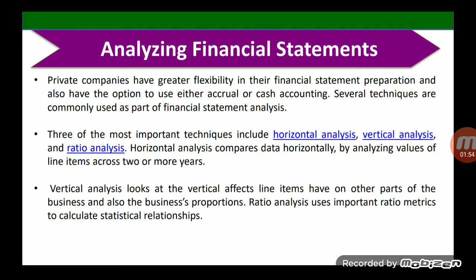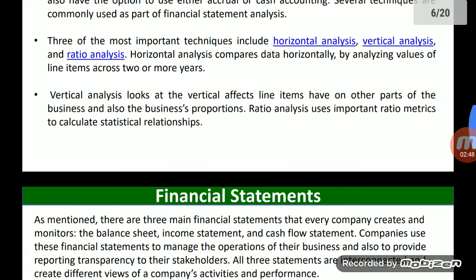Horizontal analysis compares data horizontally. Historical data, past data, is analyzed in the horizontal analysis. In the case of vertical analysis, line items are analyzed against other parts of the business, and the relationship between different ratios and different financial parameters is analyzed. And ratio analysis uses some important ratios and metrics to calculate the statistical relationship between these numbers. So ratio analysis is an important third type of financial statement analysis.